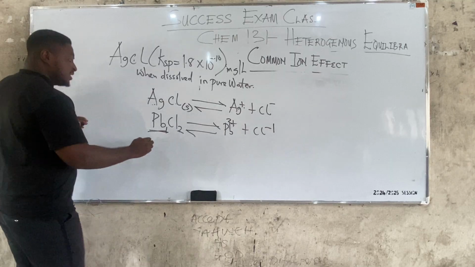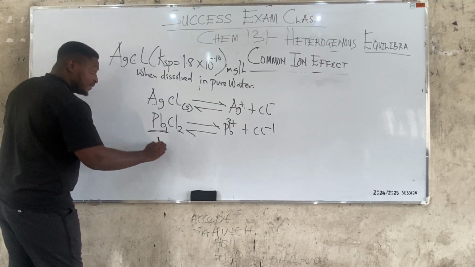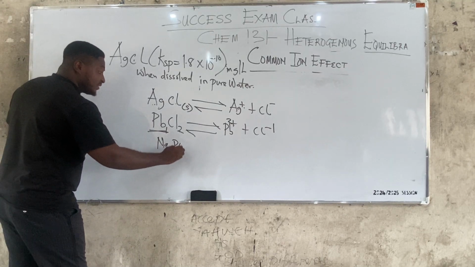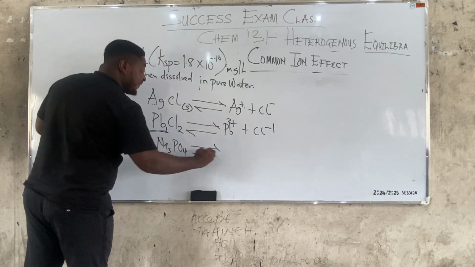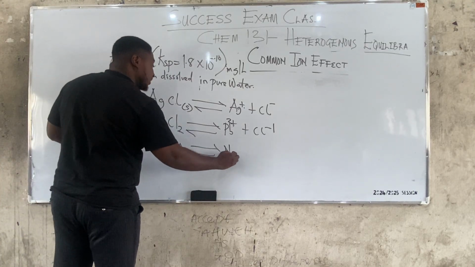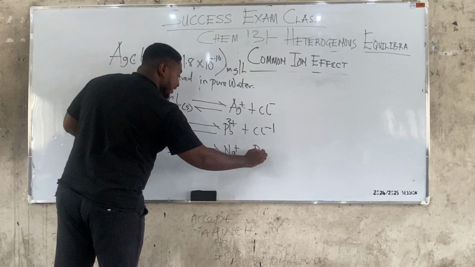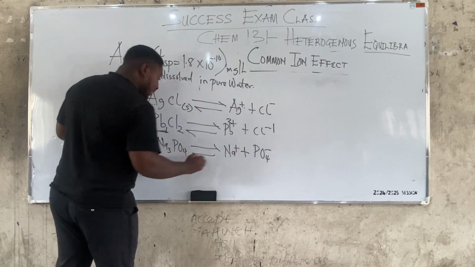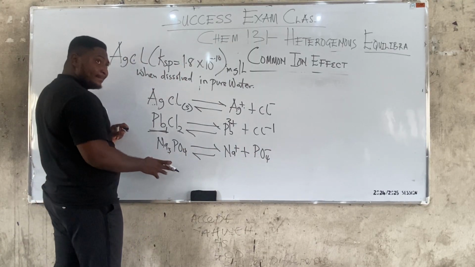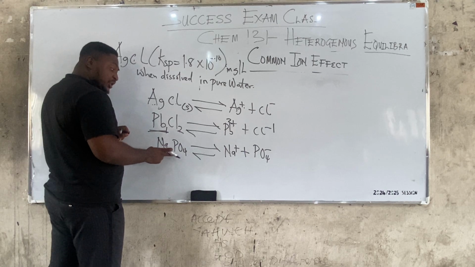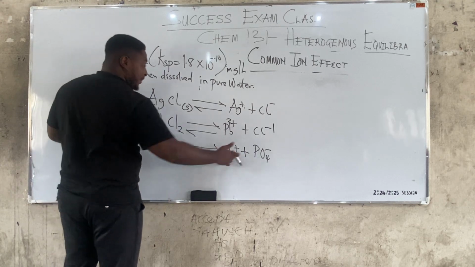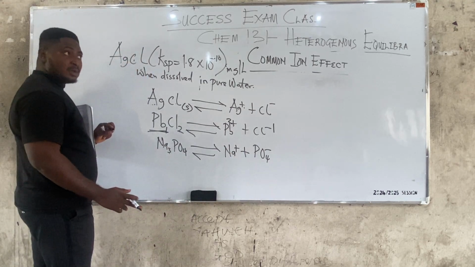Do you understand? So if I give you something like this, now watch. Na3PO4. The first part of every salt is the positive. So Na is plus, we know. PO4 is minus. But class, because there's a number between them, anytime there's a number here, there's a number here, you can't just say Na plus and PO4 minus.